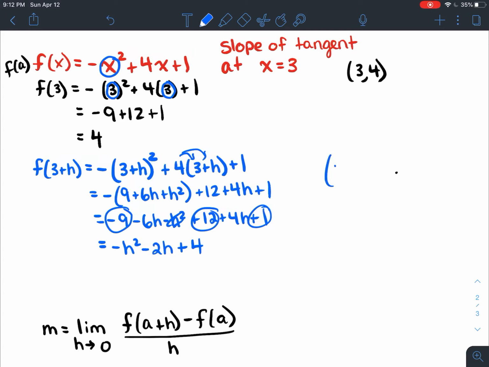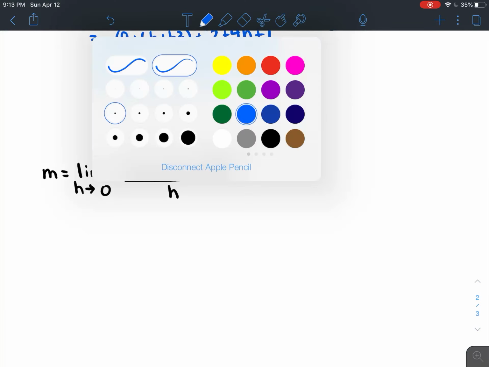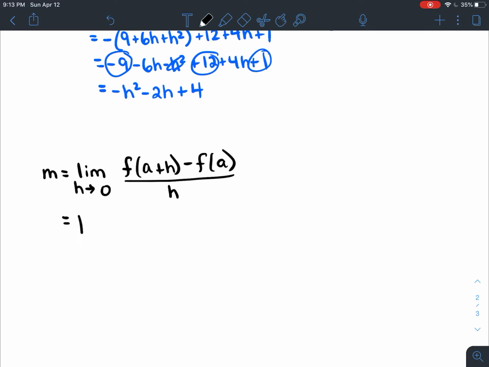Okay, so now I know I have a point at (3 plus h, negative h squared minus 2h plus 4). So that's my x and y value of my second point. Looks horrible. Okay, so now let's sub it into this limit formula. So as h approaches 0, oh gosh, forgot the limit thing.